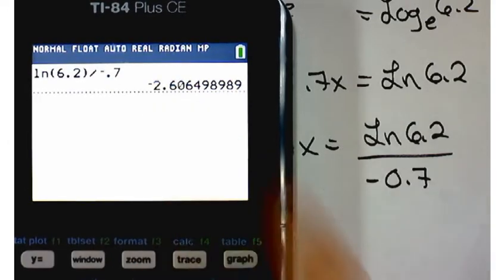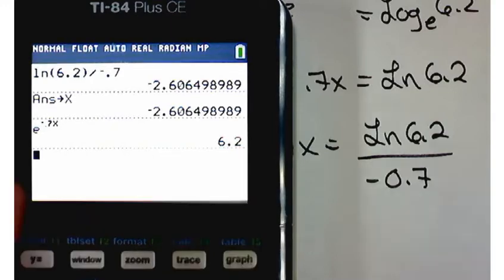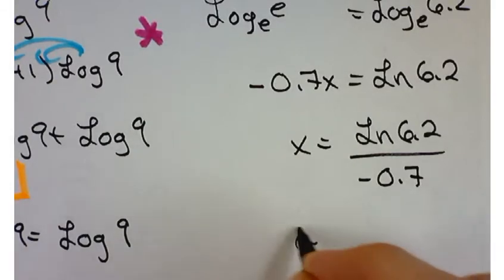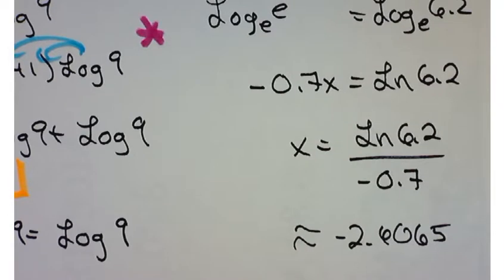So about here. And if I wanted to check it, I could. Let me store that in x. And then do e to the -0.7x. And if I did it right, I should get 6.2. Yay. Nice. So approximately speaking, you should get -2.6065. Is everyone able to get that number, or approximately that?